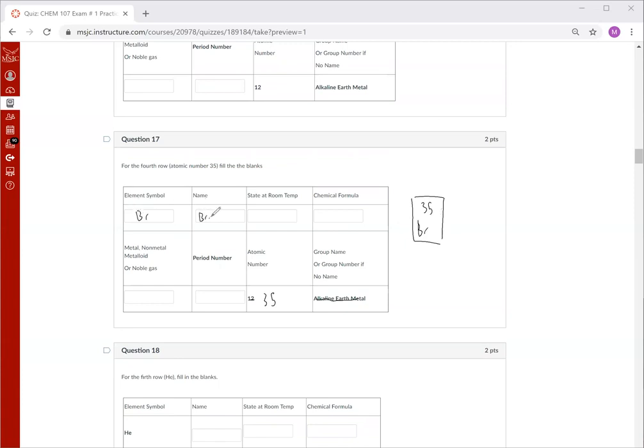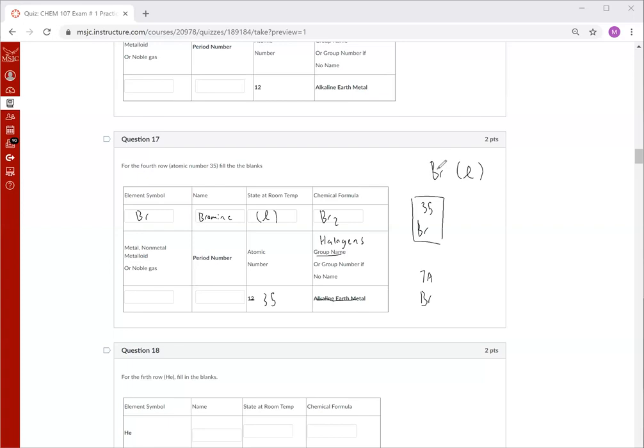So we know the name is bromine. What is the state for bromine at room temperature? Liquid. Yep, exactly right. It's one of our few exceptions. So we can say liquid or L. And bromine, before we talk about the formula, what is the group name for bromine? What group is bromine found in? Halogen. Yep, exactly right. And as we discussed previously, are halogens monoatomic, diatomic, or polyatomic? Diatomic. Yep, exactly right. So the formula for bromine would be Br2.